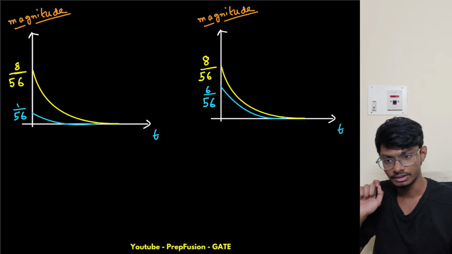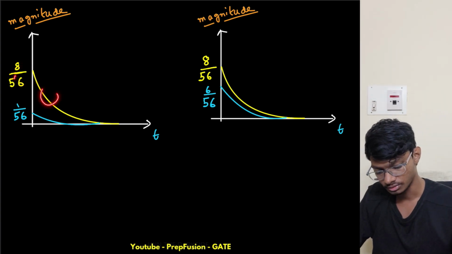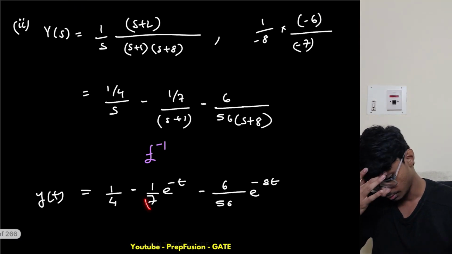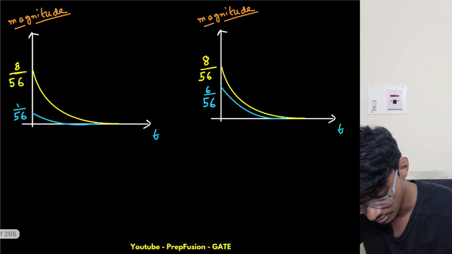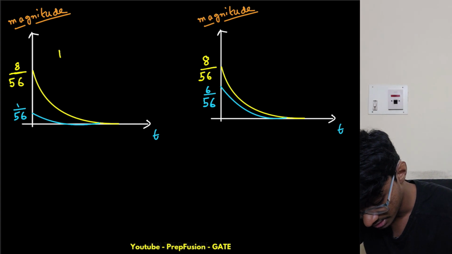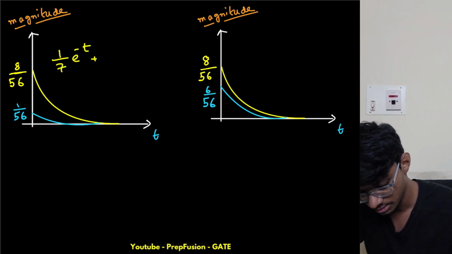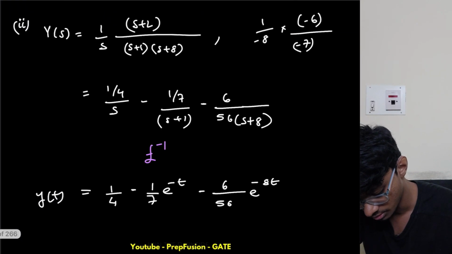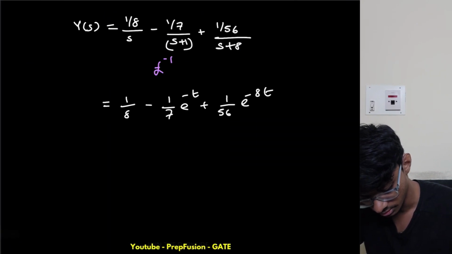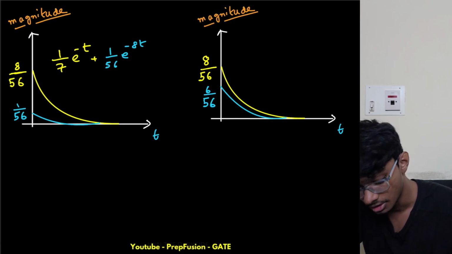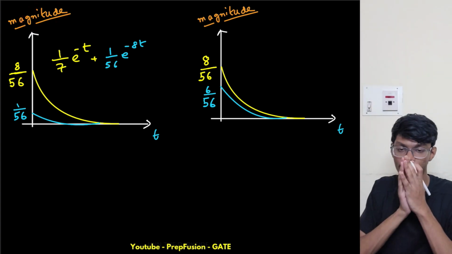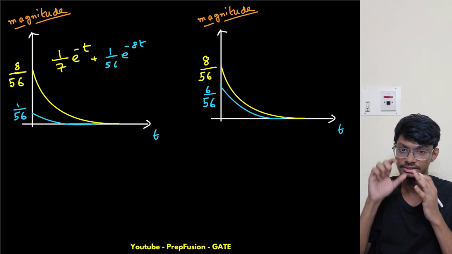So basically I plotted this one. This function I have multiplied with 8. So I will write this one as 1 by 7 e raised to power minus t, then plus this in blue, plus 1 by 56 e raised to power minus 8t. One thing to note here is I just want to compare this in terms of magnitude only.